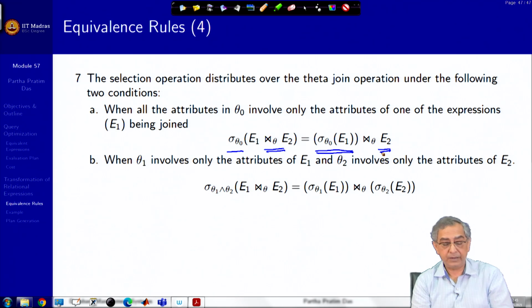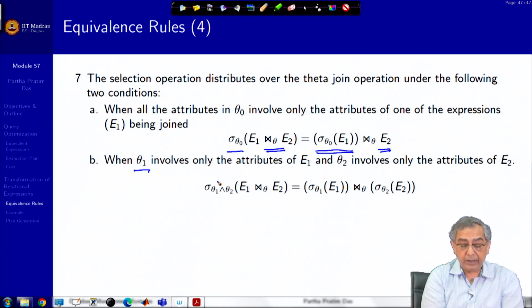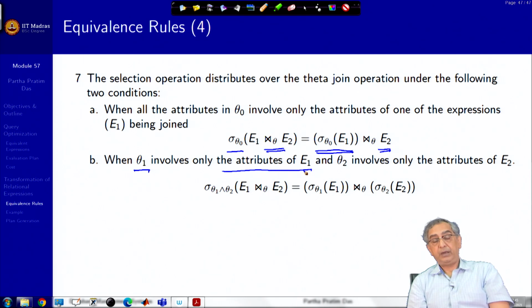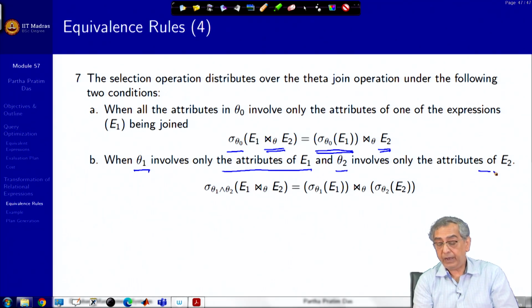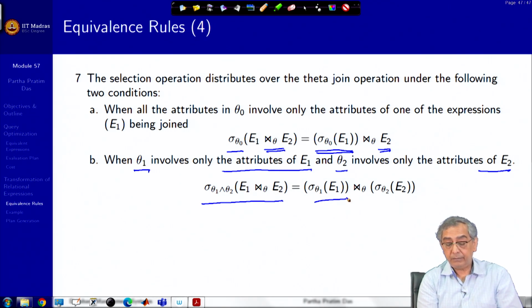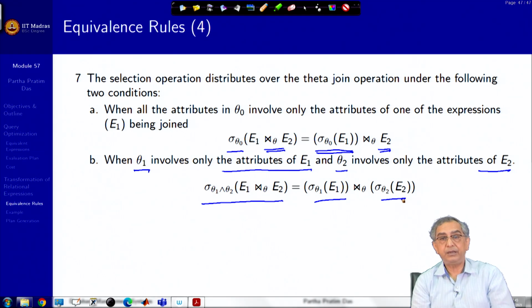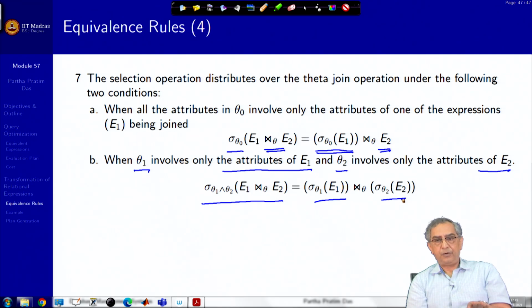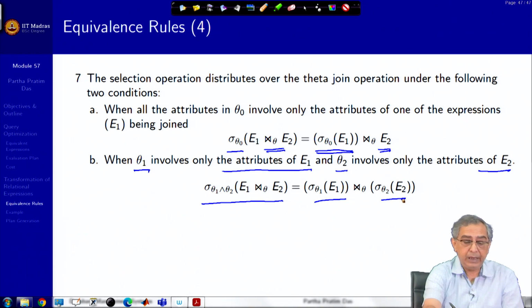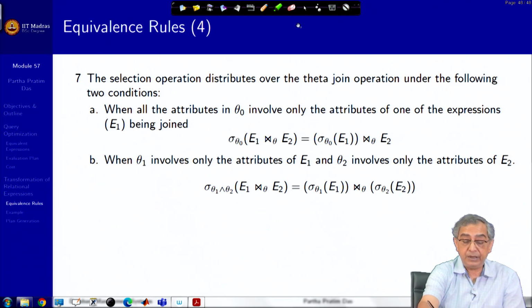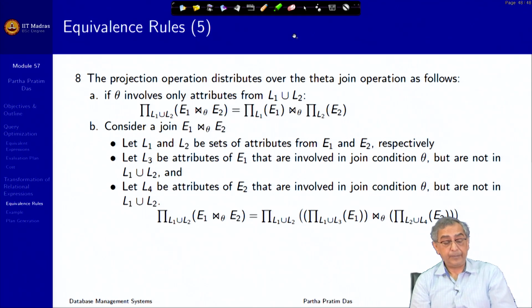It is quite obvious. When theta 1 involves only attributes of E1 and theta 2 involves only attributes of E2, then in this condition you can distribute the selection on both of them individually. These are all, I mean, you can mathematically prove, you can write down the predicate calculus formula corresponding to this and show that they are equivalent, but they are intuitively absolutely clear, but keep in mind the different conditions that hold for these equivalences.